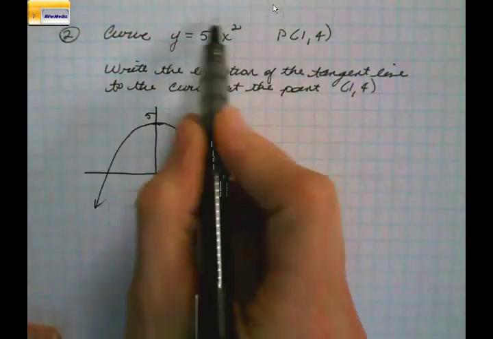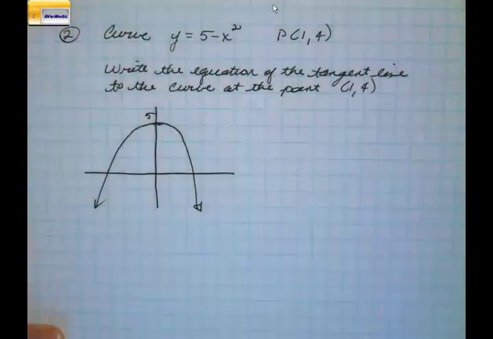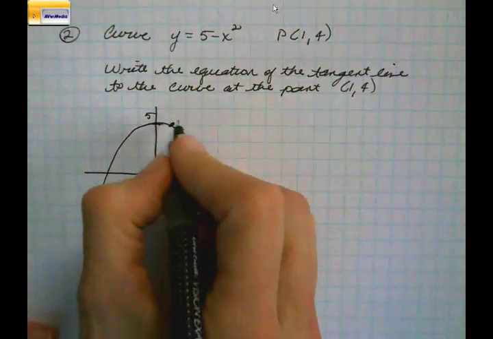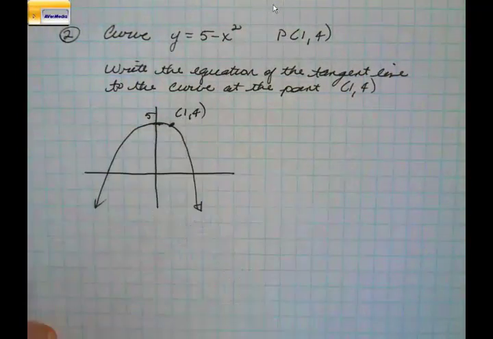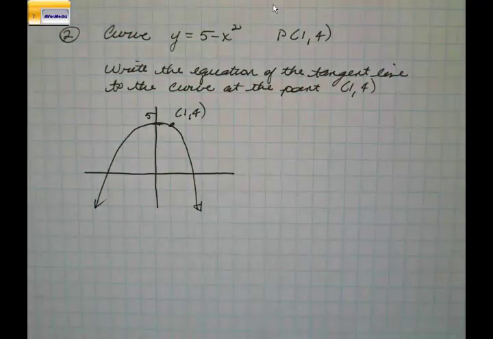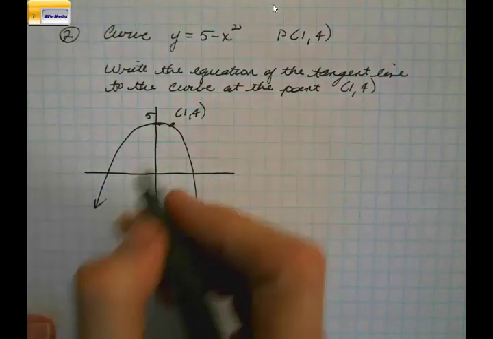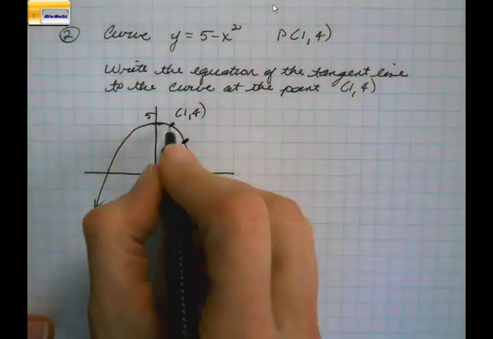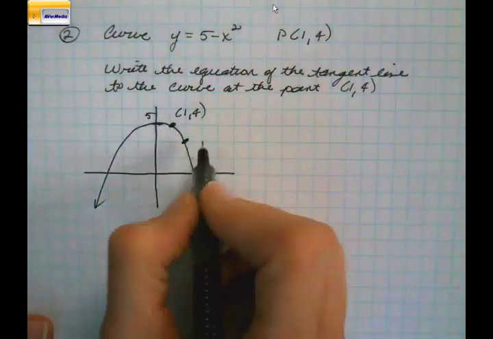Again, we want to write the equation of the tangent line to the curve at the point (1, 4).